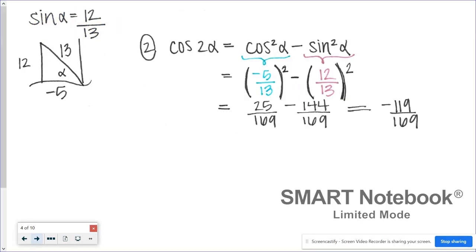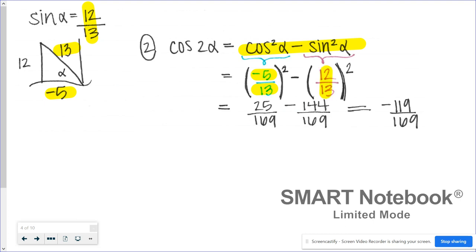For cosine of 2 alpha, like I mentioned earlier, I prefer this expansion of cosine squared minus sine squared. From my reference triangle, what is cosine alpha? Cosine is the adjacent over the hypotenuse, so negative 5 over 13. And then we have sine squared alpha. What is sine alpha? Remember, that was given to us as 12 over 13.